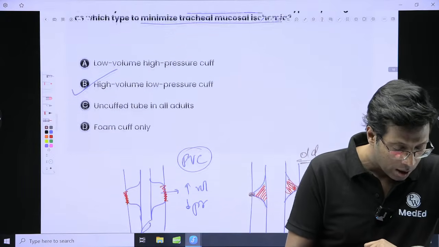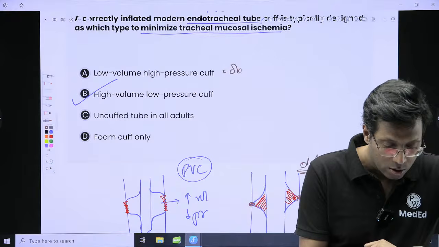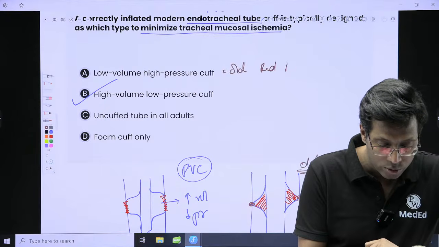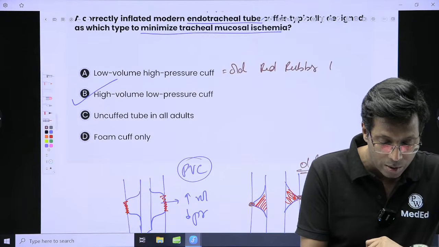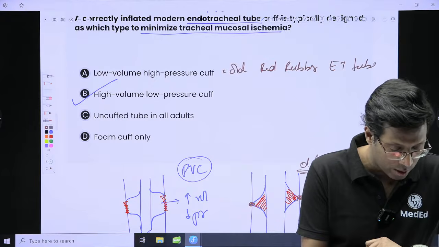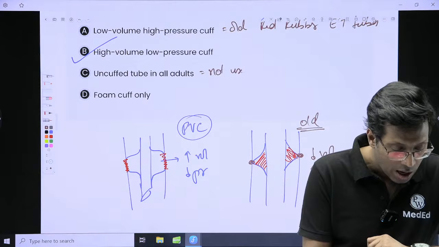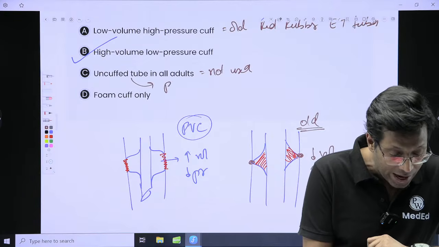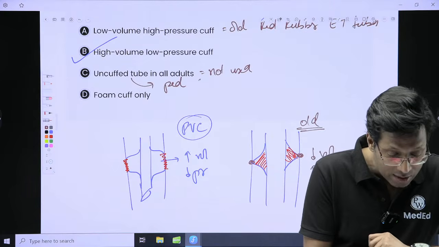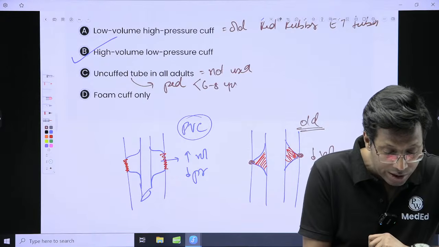ओके, these were the old red rubber tubes. Nowadays we don't use them. Old red rubber endotracheal tubes, we don't use them. Uncuffed tube in adults, no, not used. We use only cuffed tubes. Uncuffed tubes are normally used in pediatric patients less than 6 to 8 years of age. Remember this.